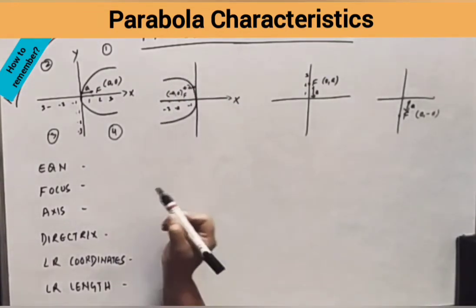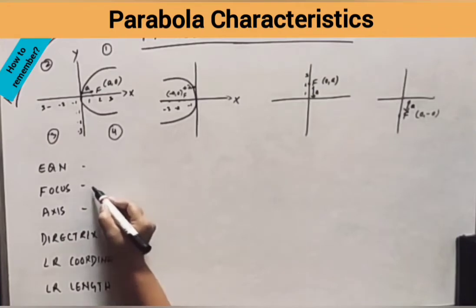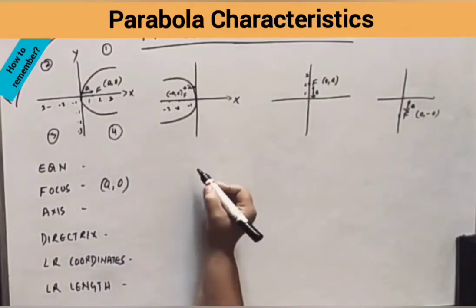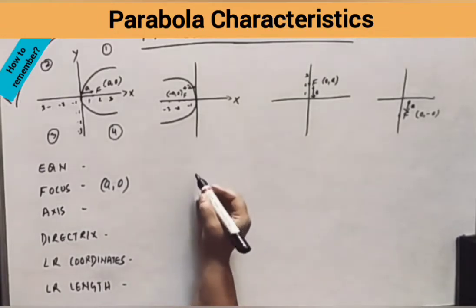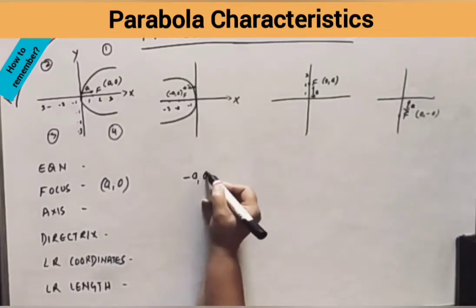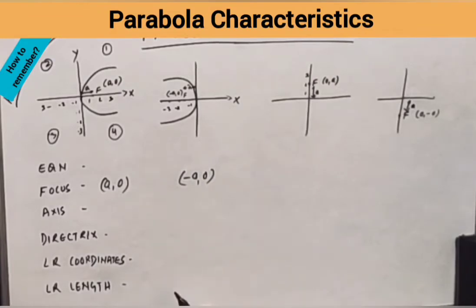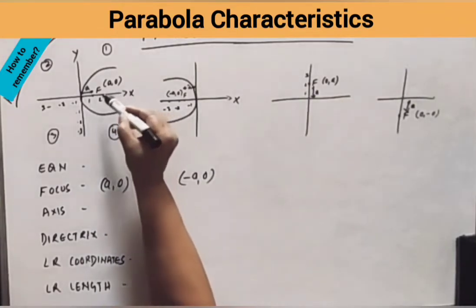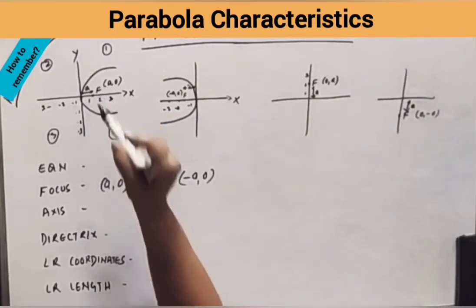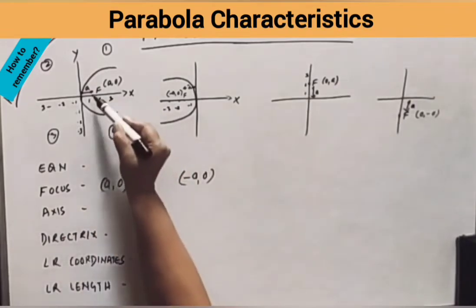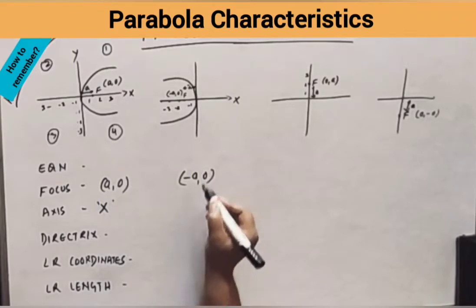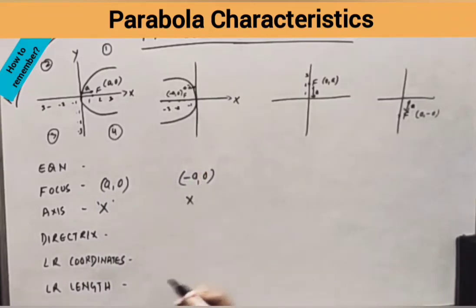So we know the focus. Focus here for the first one is a, 0. And for the second one, which is left hand side parabola, it is minus a, 0. So we know the focus. Now, what's the axis? The axis in which the focus point lies is the actual axis. So here the focus point is lying on x-axis. So axis is x. Here also it's the same case, it's x.